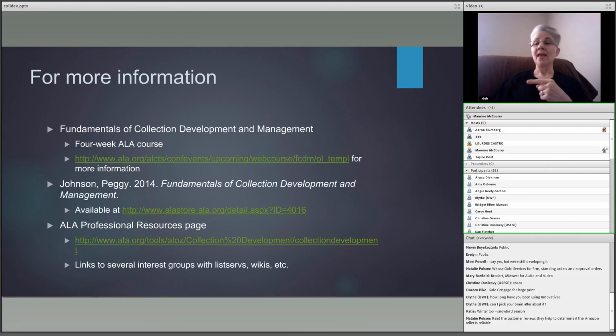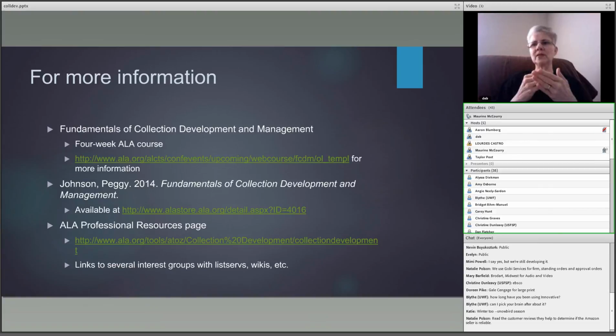So this is my last major slide, I believe. If you want more information on all of this, there's a 4-week ALA course that looks very, very good. I haven't taken it myself, but it's put together by ALA, and it has a lot of experienced librarians contributing to it. There's information on the ALA website for that. It is not free, which is something to keep in mind. But if you're interested, that does look like a very good course.